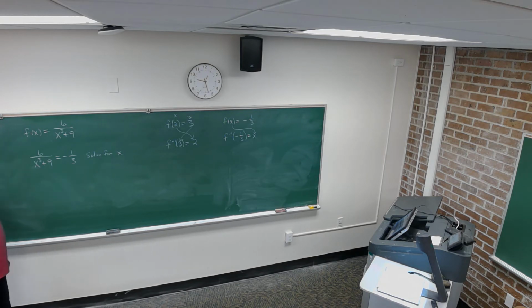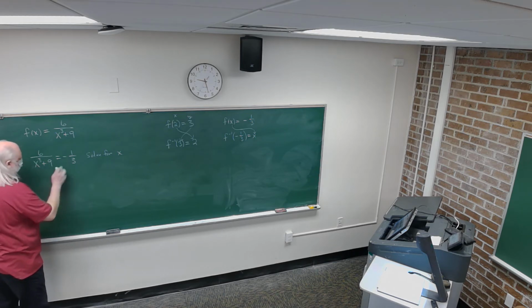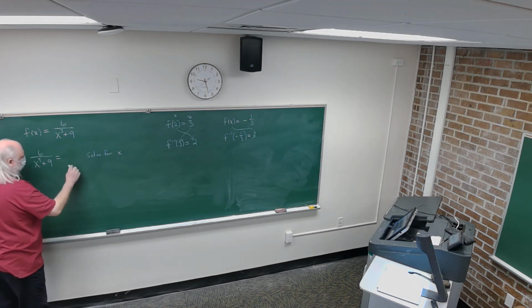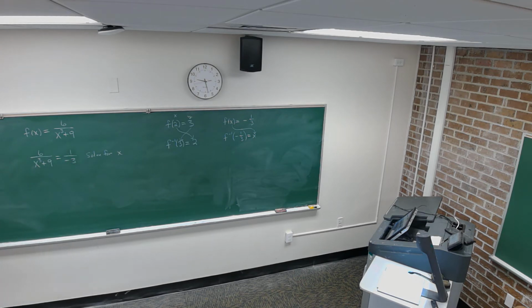Well, this minus 1/3 on the right-hand side can be written as 1 over minus 3. Minus 1/3 is the same as minus 1 divided by 3, which is the same as 1 divided by negative 3. Use your calculator, you get the same decimal value. All of them are equal to negative 0.333 repeating, 3 repeating forever.